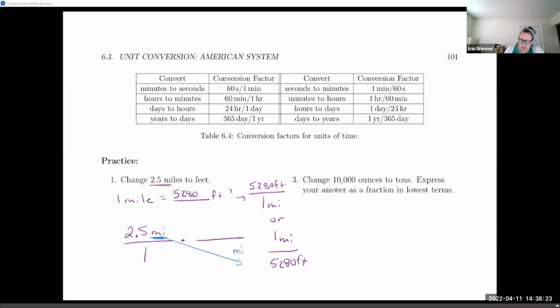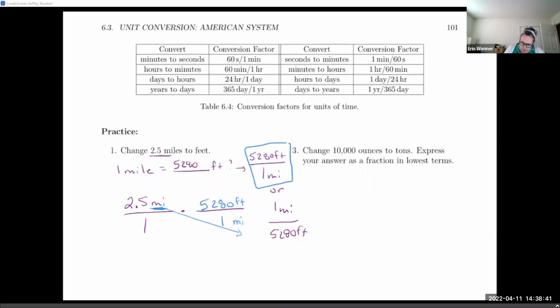So looking at the two fractions that I have written, this is going to be the conversion factor I want to use because it has 1 mile in the denominator with 5,280 feet in the numerator. So then once we have that written out, we're going to multiply straight across the top and straight across the bottom. Again, we're not using this diagonal line to mean cross multiplication. We're just saying we want to make sure our units of measure are diagonal from each other.